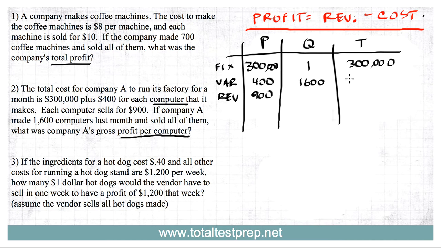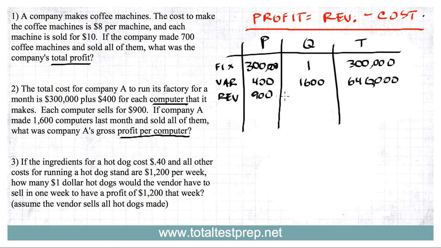it's going to be 400 per computer times 1,600 computers. So 4 times 16 is 64, followed by 1, 2, 3, 4 zeros. So the total variable costs is 640,000. This is how much it cost to make all 1,600 computers on top of the fixed costs.